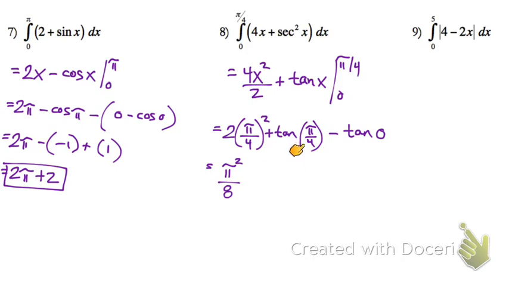Tangent of pi over 4, if you use your left-hand rule, is equal to 1. And then tangent of 0. Tangent is sine over cosine. Sine of 0 is 0. Cosine of 0 is 1. So this is 0 divided by 1, which is 0. So tangent of 0 equals 0. So my final answer is pi squared over 8 plus 1.